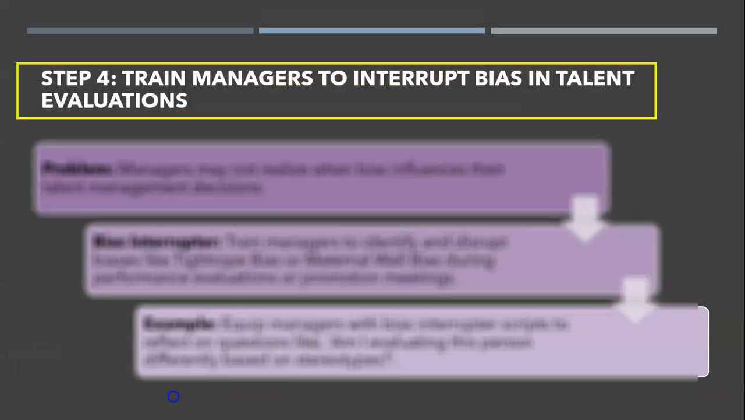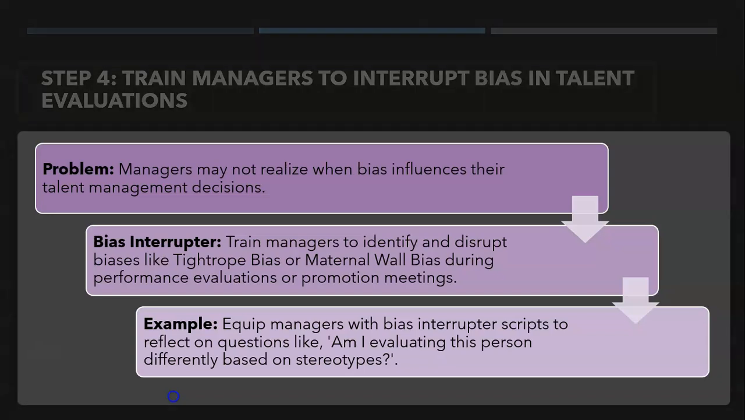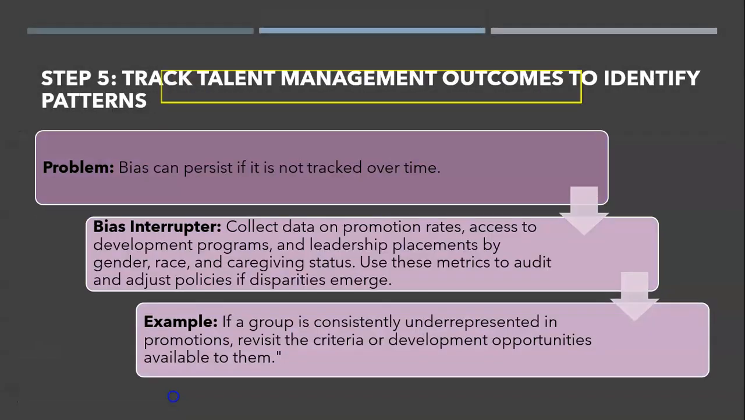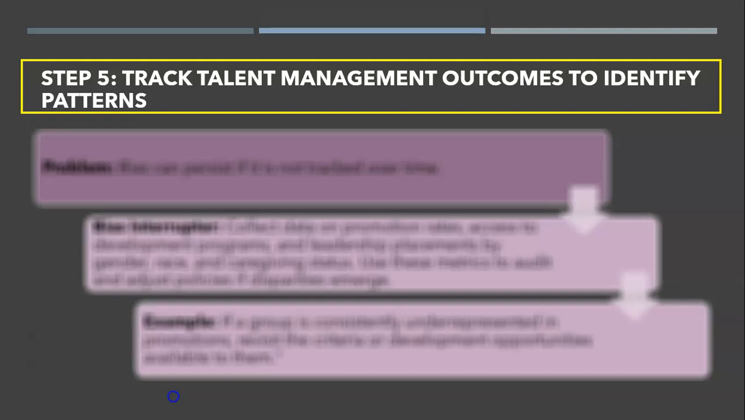Train managers to interrupt bias in talent evaluations. The problem: managers may not realize when bias influences their talent management decisions. Train managers to identify and disrupt biases like tightrope bias or maternal wall bias during performance evaluations or promotion meetings. For example, equip managers with bias interrupter scripts to reflect on questions like, am I evaluating this person differently based on stereotypes?